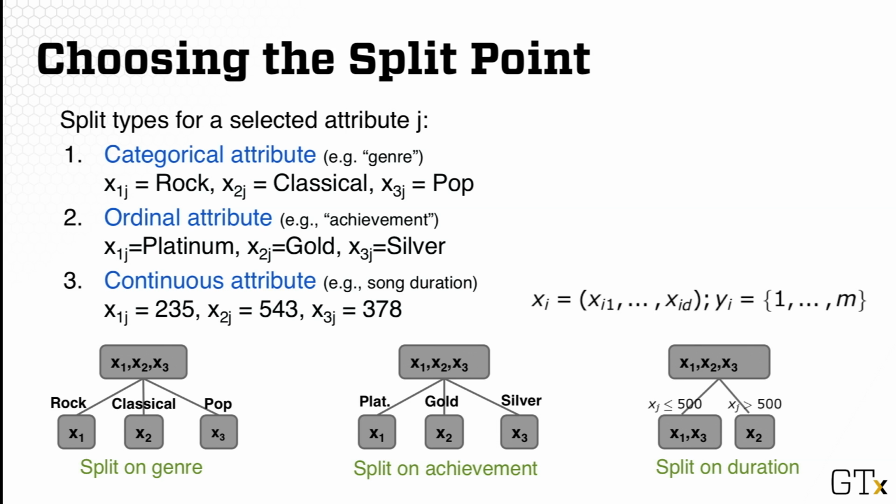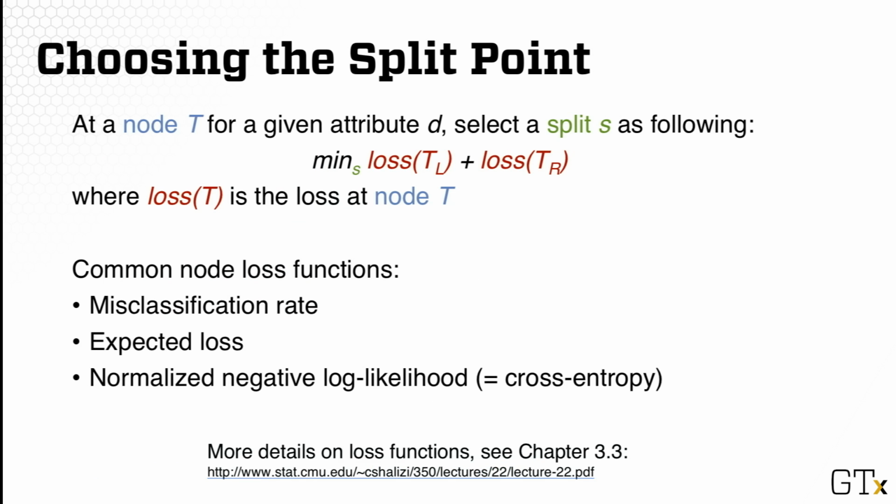So at the bottom, you'll see that no matter which type of attribute we're looking at, actually we'll still have all the different branches, and they all look pretty similar. That's actually a nice thing about decision trees, because that means it can handle all types of attributes in the same way. To evaluate the quality of a split point, we'll use a loss function.